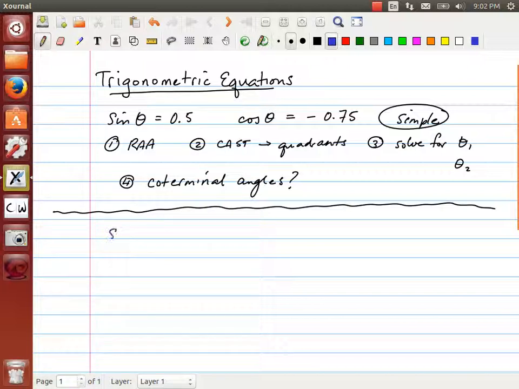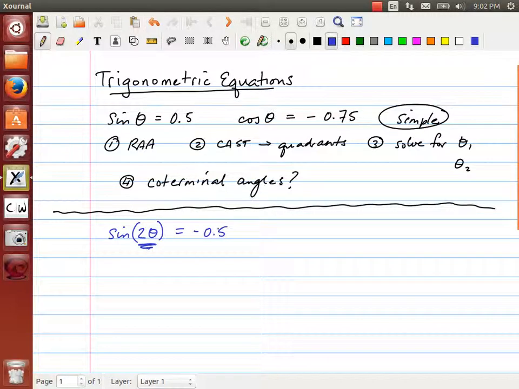So let's go ahead and start with something more along the lines of this. Sine of 2 theta is equal to, and just to make it a little bit more challenging, I'll make it a negative. Now this equation itself is actually not terribly complicated. I only have one trigonometric ratio. I've chosen a simple number. Yes, it's negative. The thing that adds the complication here is the 2 theta.